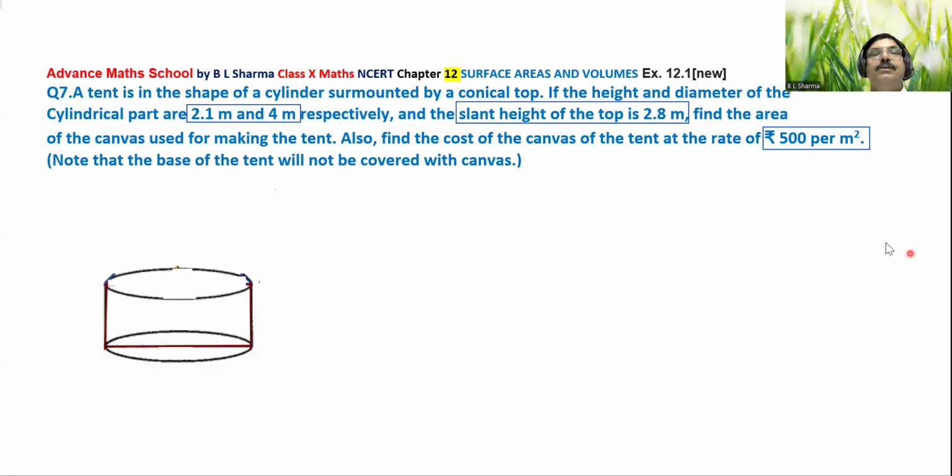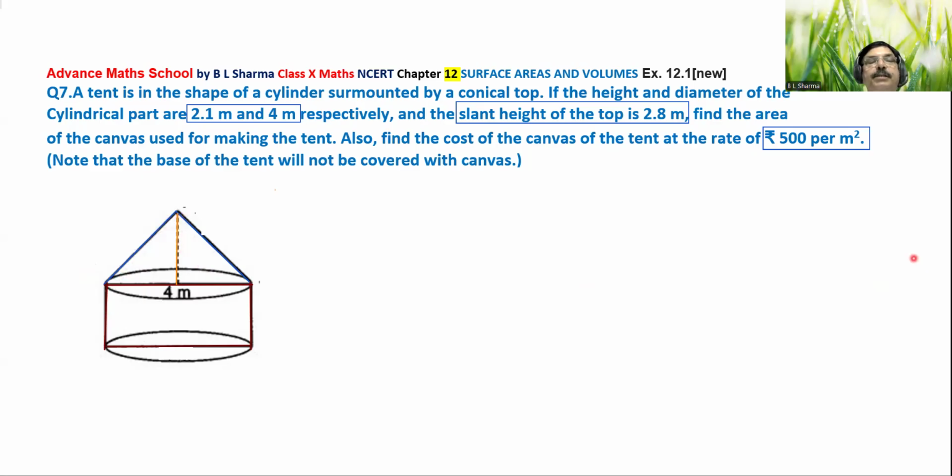ये एक कॉनिकल टेंट है जिसका बेस सिलेंडर जैसा है. ये देखिए सिलिंड्रिकल पार्ट है. इसको सरमाउंट करते हैं एक कोन से. ये देखिए, ये कॉनिकल टेंट है. बेस पार्ट सिलेंडर, अपर पार्ट cone.